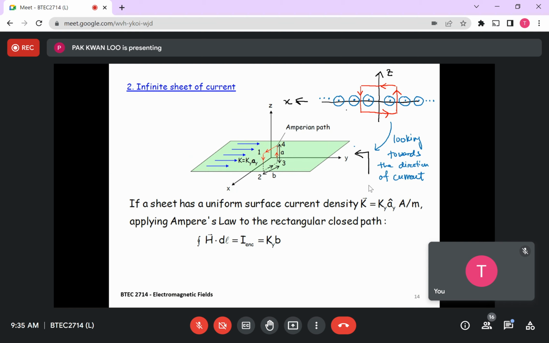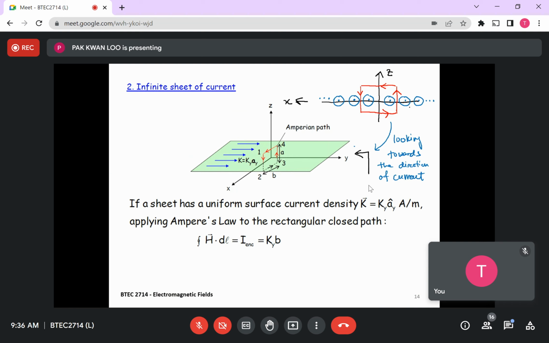The same goes for what I've drawn here, it is just for illustration purposes. We cannot assume that the surface current is separated, that here there is current and in between there's no current. No, it's not that. Everywhere along the surface, at any point on your surface, there's a current pointing in the y direction. Please bear that in mind.